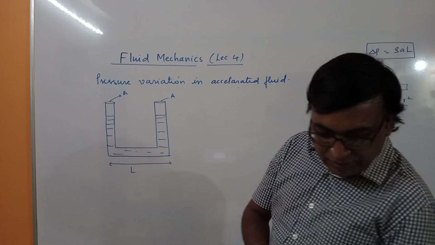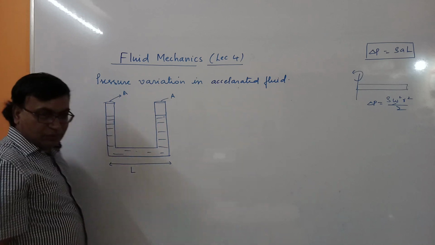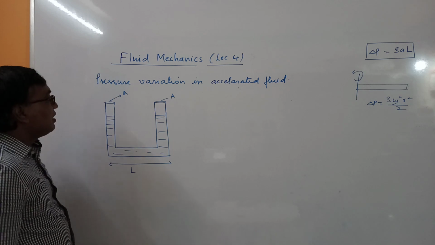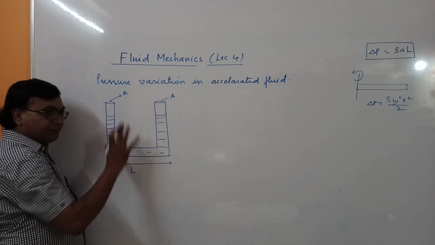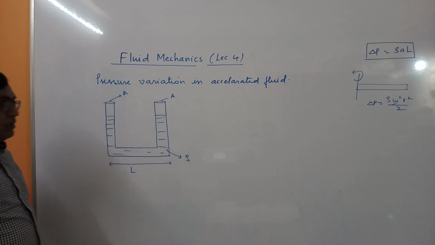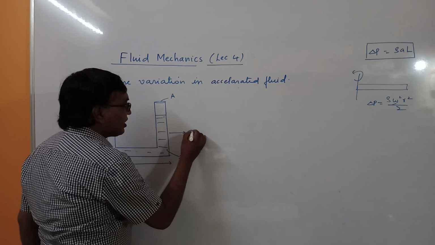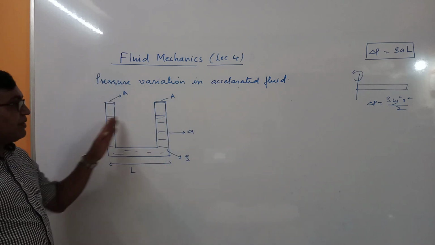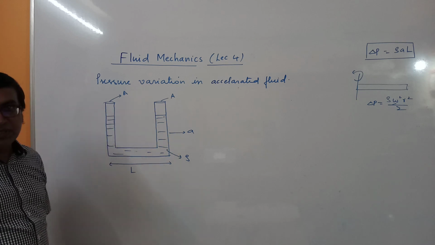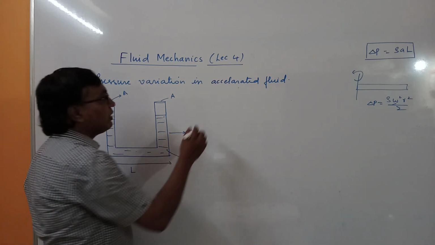Now, we have the same level of fluid. Let us say the density of the fluid is rho. Now this tube is given an acceleration A. Then definitely there will be a difference in heights of the fluid column in both the limbs. So we have to find out the difference in height of the fluid column.